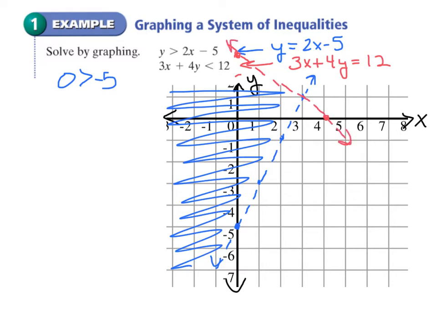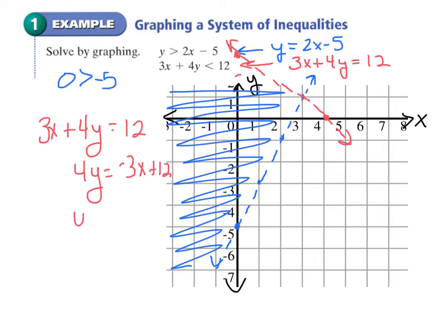Now let's say you did draw a graph and you ran out of room. I could have solved that for y: 4y equals -3x plus 12, so y equals -3/4 x plus 3. If you would have graphed that, you would have graphed a point up here at 3 on the y-intercept, then down 3 over 4. So either way, you would have gotten the right answer. I just ran out of room in my graph.